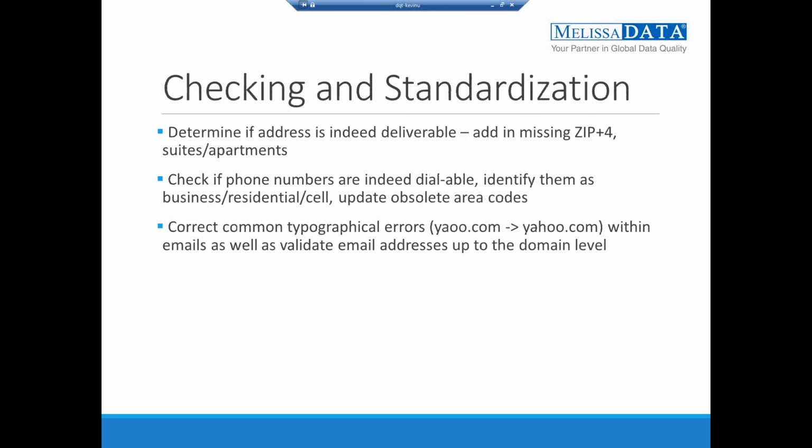So looking at this step by step, Listware will first do a check on your data by standardizing and validating a given address, phone, and email. This is a step Listware does before we actually verify your data. So for example, with addresses, Listware will determine if the address is indeed deliverable, and then make adjustments to the address if necessary, such as adding in the zip +4s, the suites, apartments, and missing cities. With phone numbers, what we do is we check if those phone numbers are dialable and identify them as business, residential, or cell. Then finally, with email addresses, Listware can correct common typographical errors.